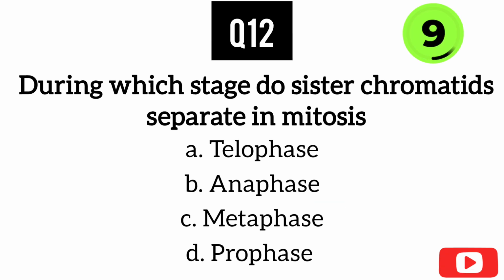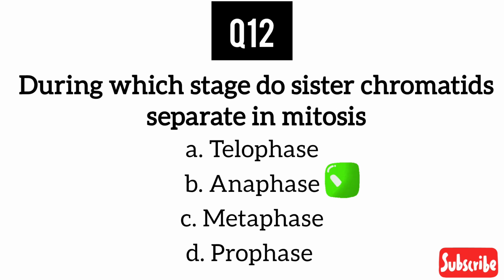Question 12. During which stage do sister chromatids separate in mitosis? A. Telophase, B. Anaphase, C. Metaphase, D. Prophase. So the correct answer is anaphase. During anaphase, sister chromatids are pulled apart to opposite poles.